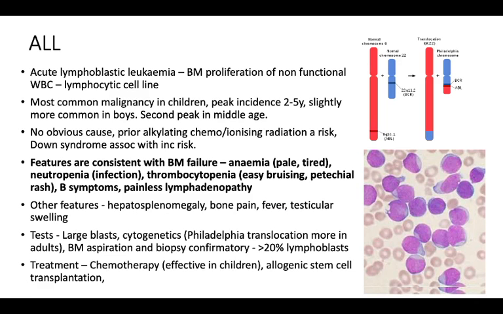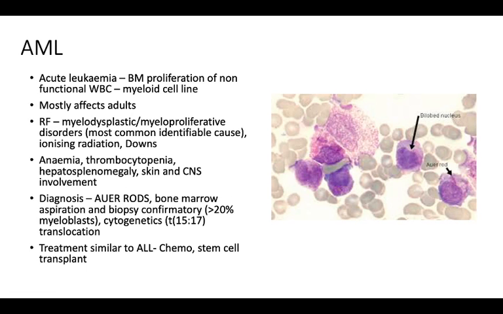So in ALL, painless lymphadenopathy is more common, as lymphadenopathy is more common in lymphocytic malignancies. In myeloid malignancies, you don't really get lymphadenopathy. And obviously in AML you are getting some skin involvement as well, CNS involvement, and also using the film, you can differentiate between the two.